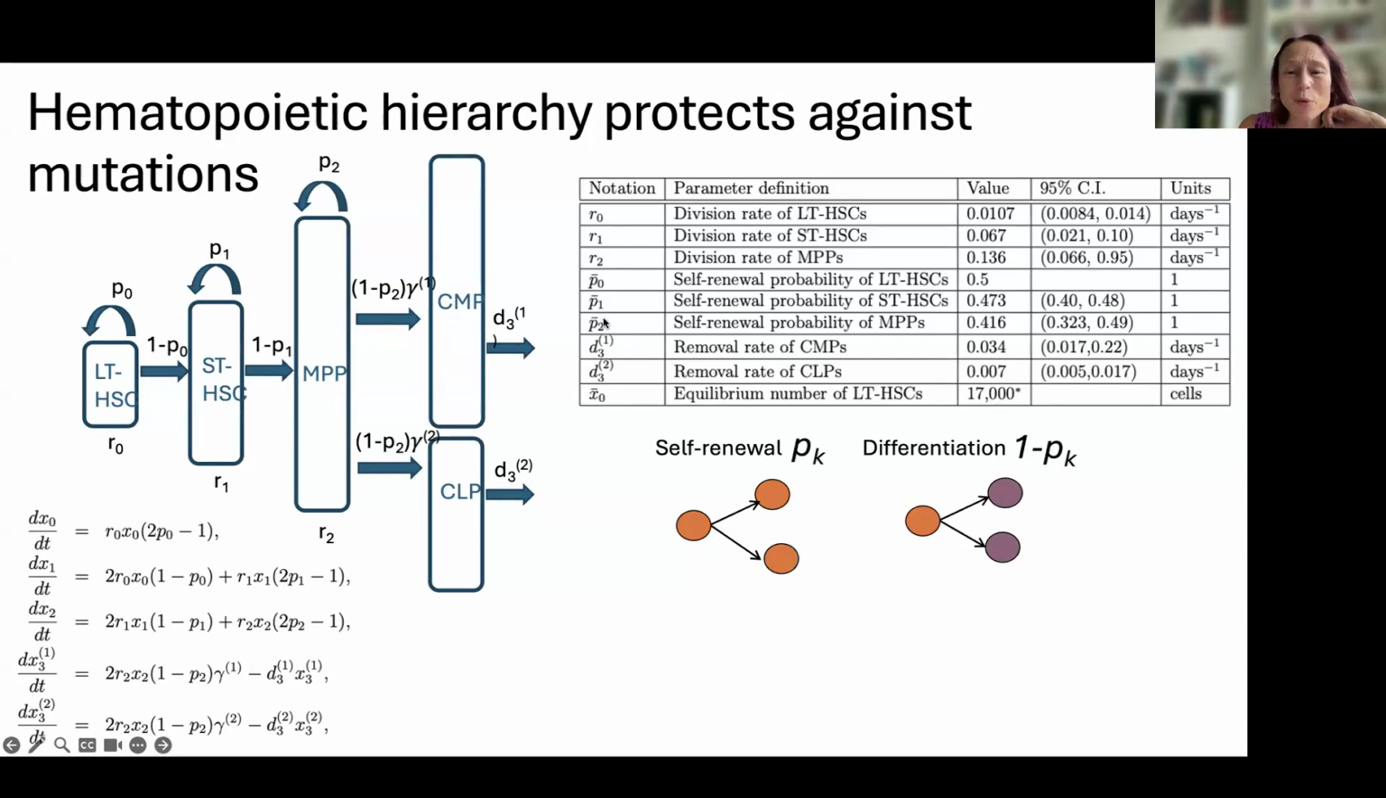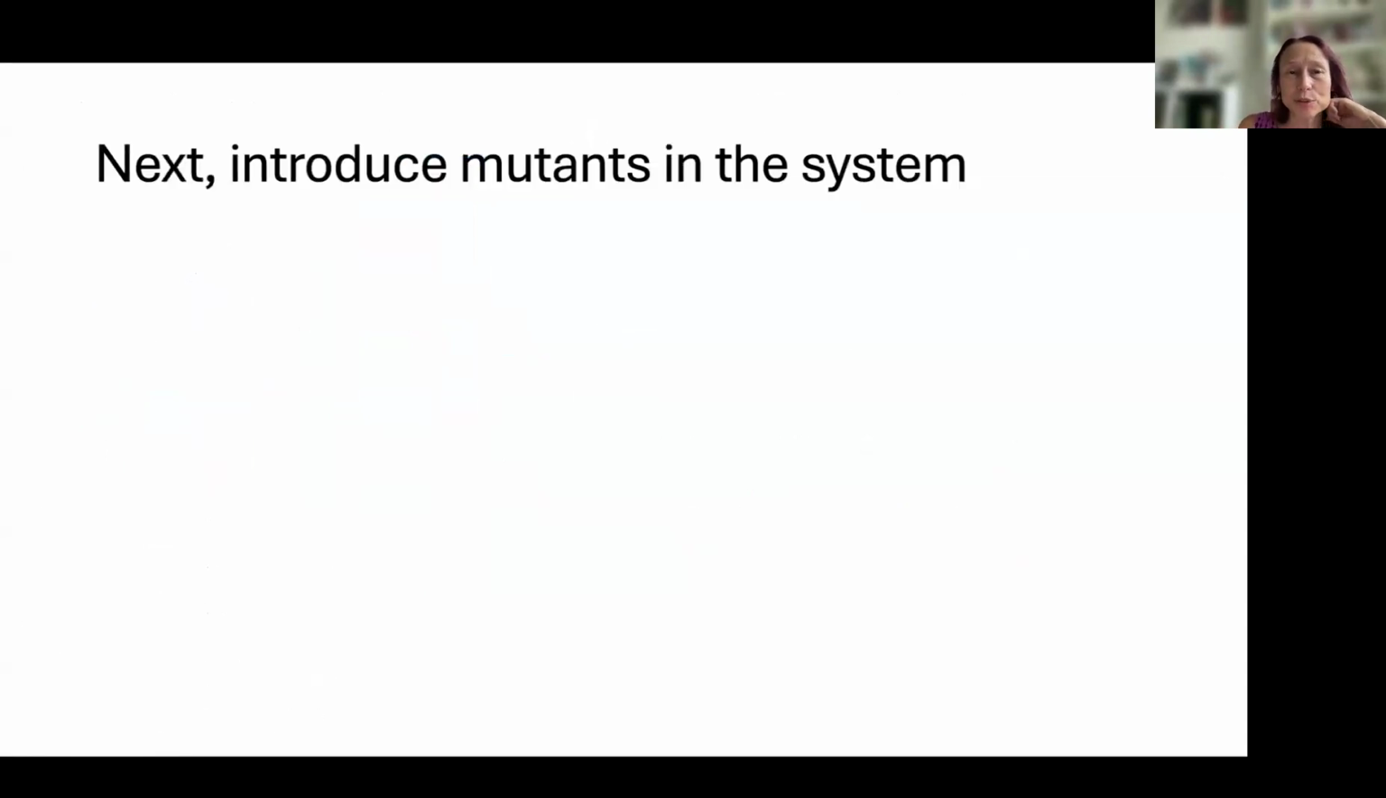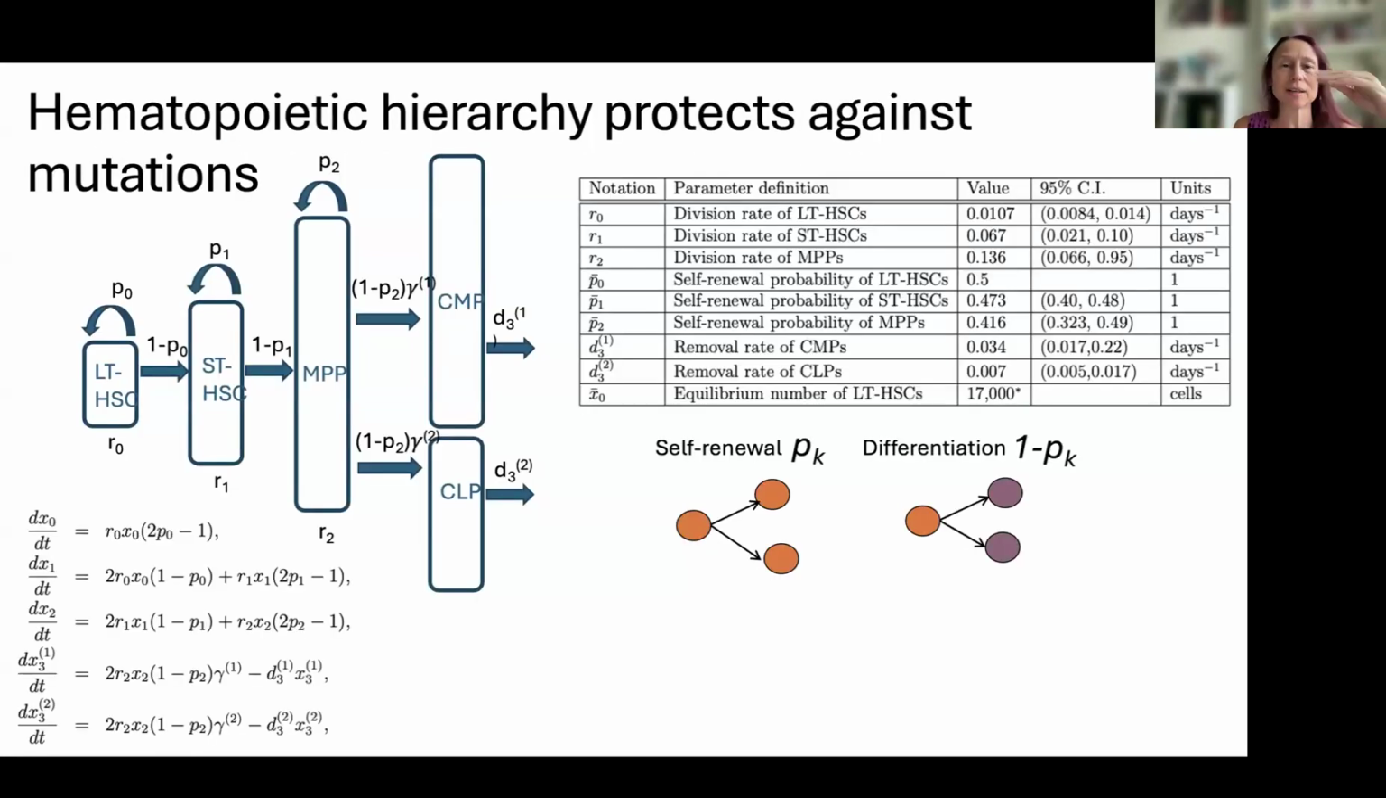And now we can make the next step and introduce mutants in the system. So this is the end of the experimentally validated part. We have the system with the parameters. We're very happy about it.